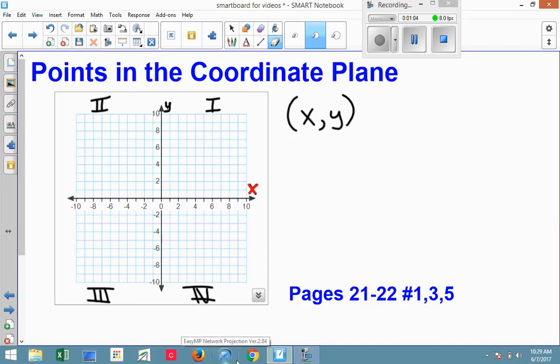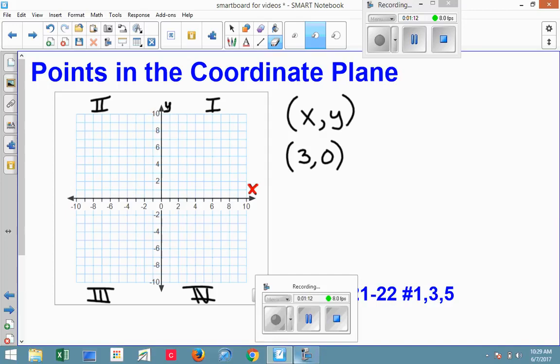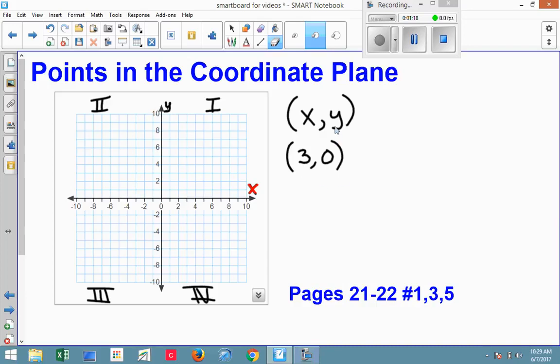And so if I want to plot a point, let's say 3, 0, then that means that on the x-axis, I'm going to go to the 3, and on the y-axis, I'm going to go to the 0. So I'm going to start first with the x, and I'm going to go over to positive 3 on the x-axis, and my y value is 0, which means I'm going to plot my point right there.